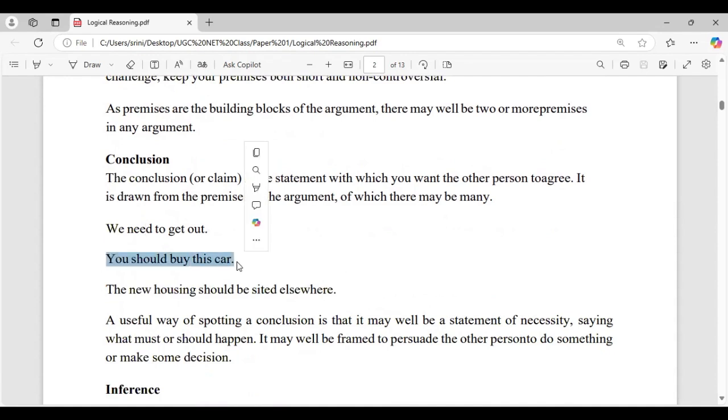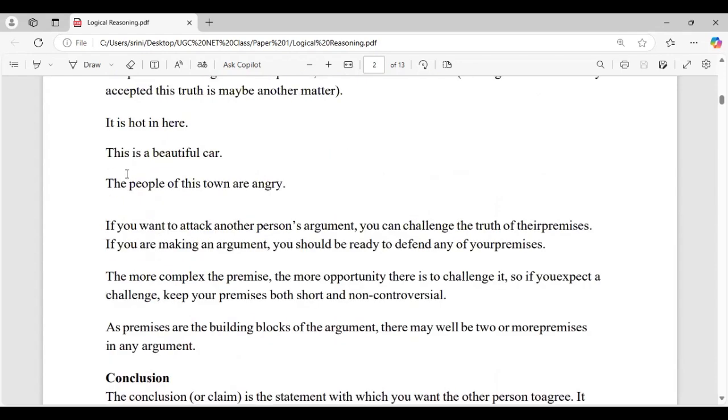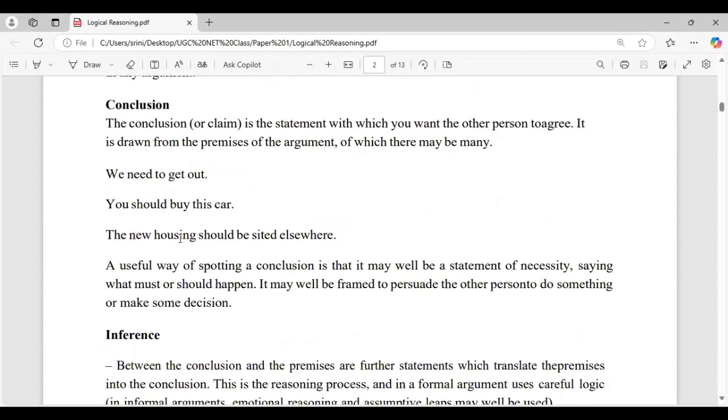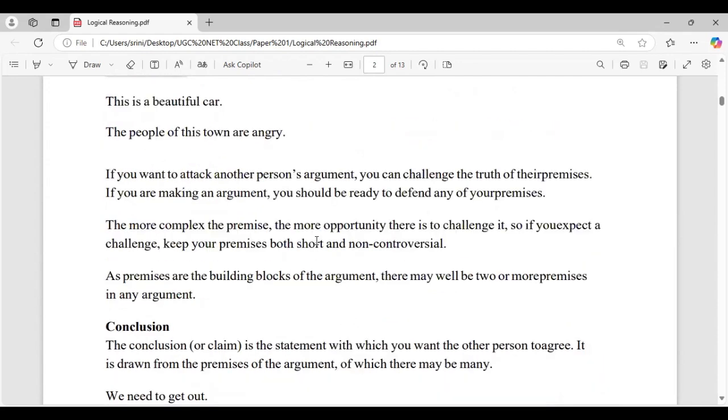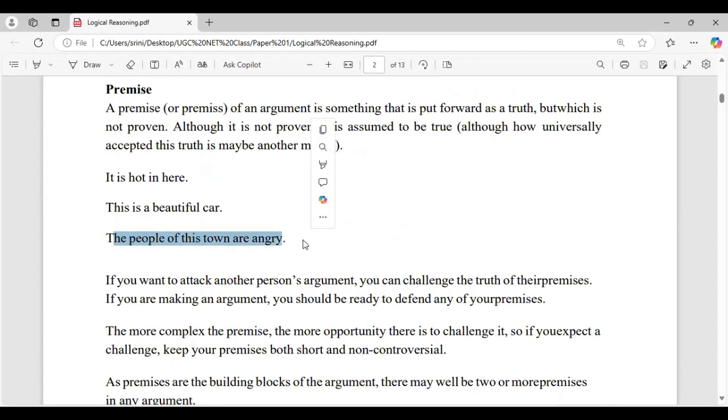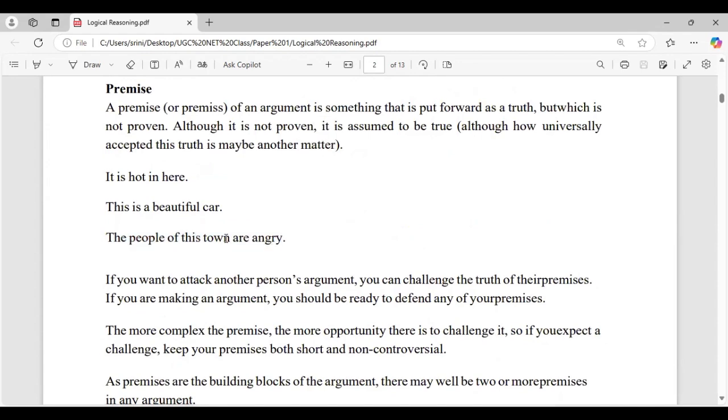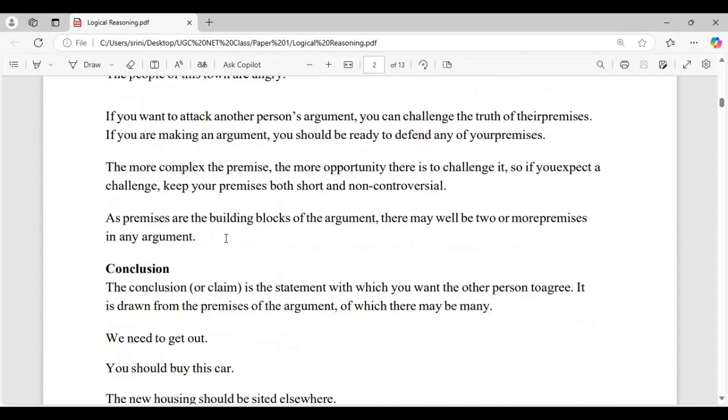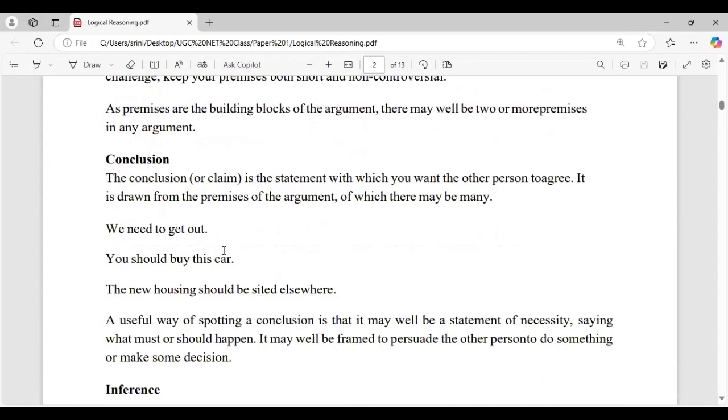I am making someone agree to that, so they should buy this car. To make the conclusion stronger, I am making a premise that this is a beautiful car. So I want to make someone move or build their house somewhere else, not here. I am saying that you should build your house somewhere else because the people of this town are angry. So a premise is a proposition that I put forward, and the conclusion is a statement that the premises support.